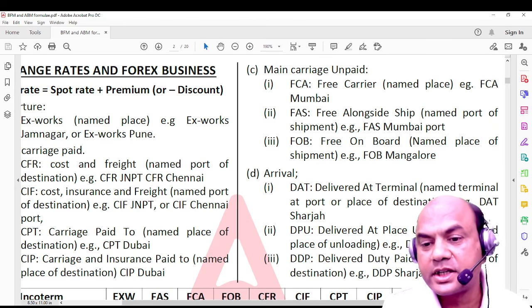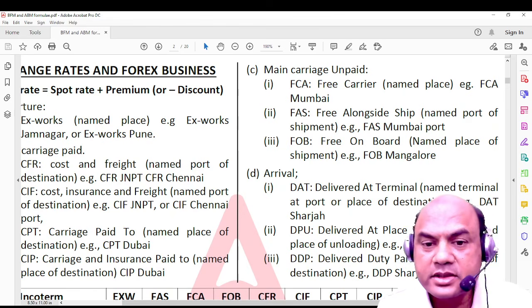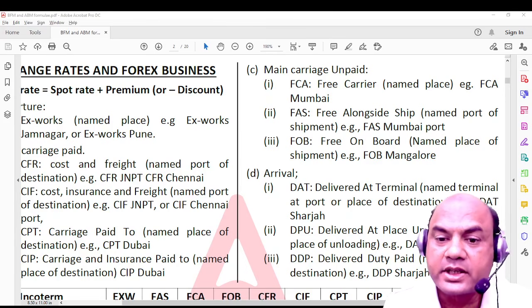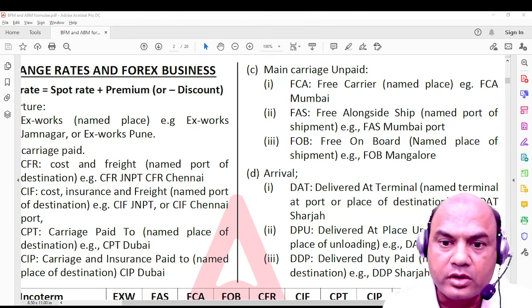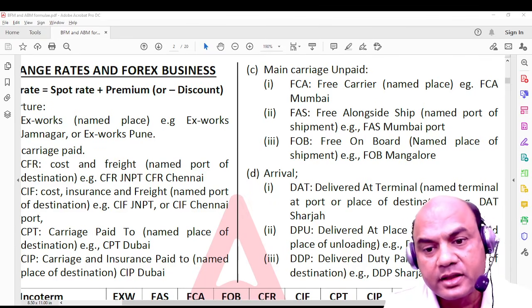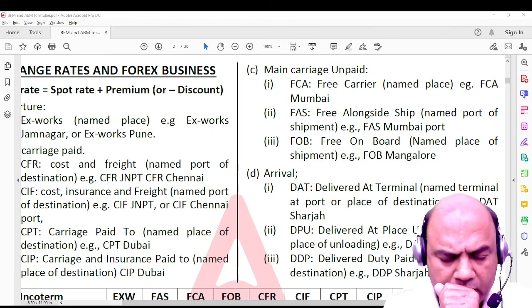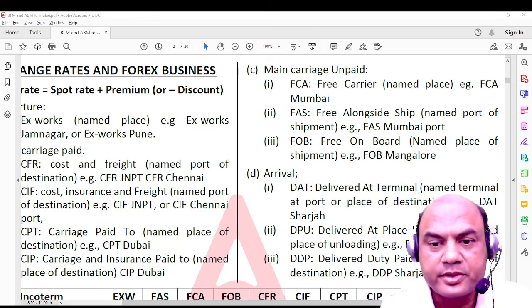FAS, free alongside ship. Free alongside ship means I'll place the goods on the side of the ship, along the jetty. I'll just put it along the jetty, like in those movie fights which we see in our normal movies, right? The last fight, containers, then the hero jumps, all that. That is all the jetty near the port. So goods are kept there. So the exporter's, the seller's, responsibility is over there.